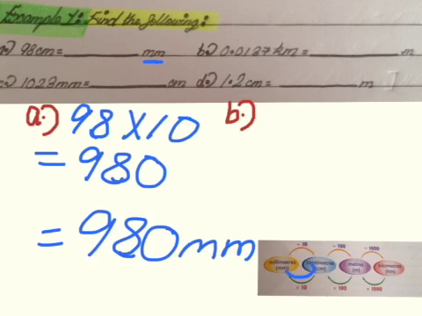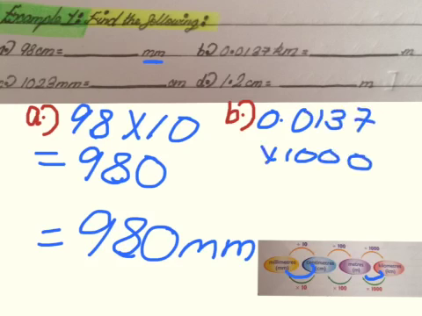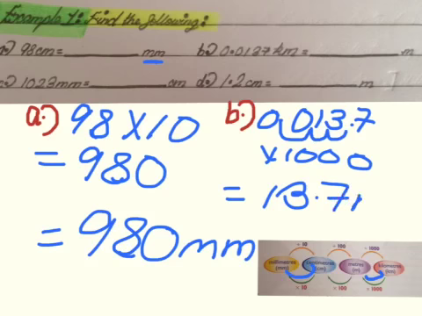Now we go with 0.0137 kilometers equals how many meters? Kilometers to meters is times by 1000. So 0.0137 times by 1000. That means moving the decimal 3 places to the right, 1, 2, and 3, which clearly states that 13.7 meters is the answer.